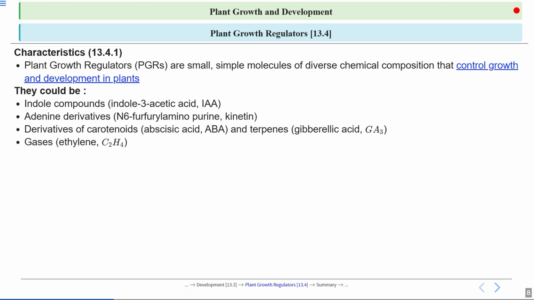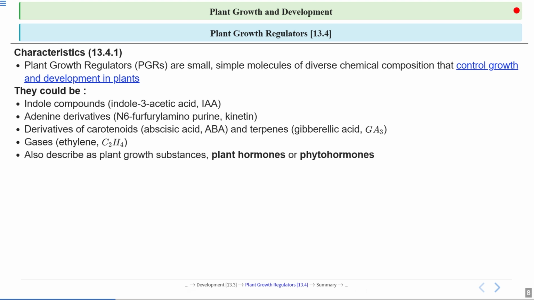Gases, ethylene, C2H4. Also, they are described as the plant growth substances. Okay, these are called plant growth substances, plant hormones, and also they are called phytohormones. Why are they called phytohormones? Because they are extracted from the plant.